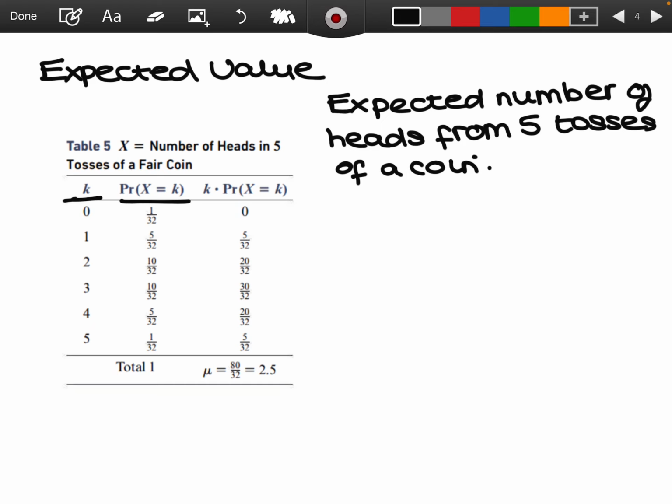So mathematically, that's what we're looking at. So I would expect my answer to be 2.5 here. Okay, that is indeed the answer. But how do we get that?